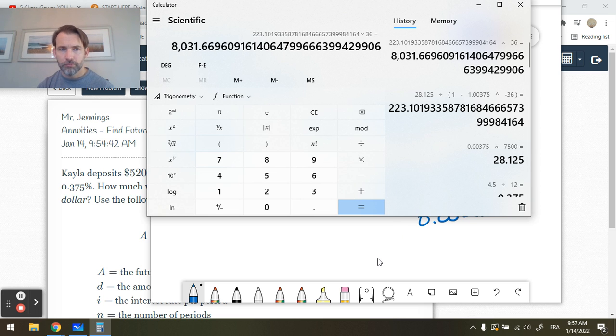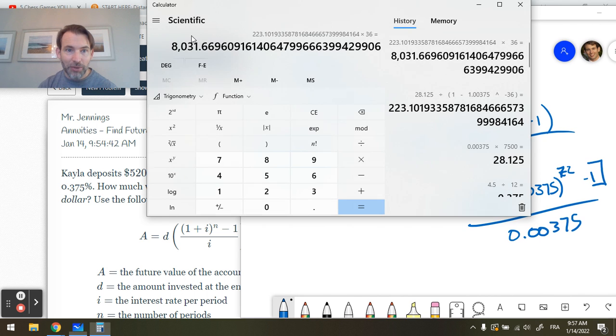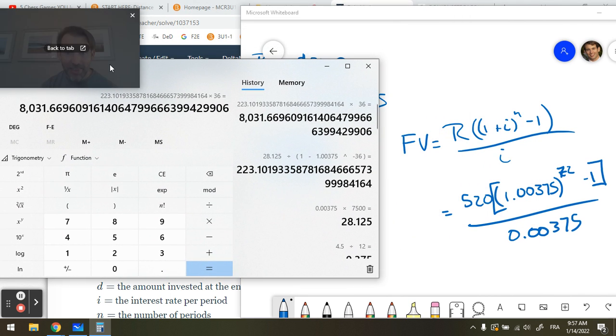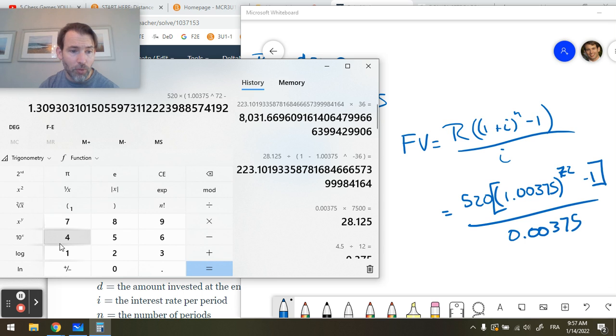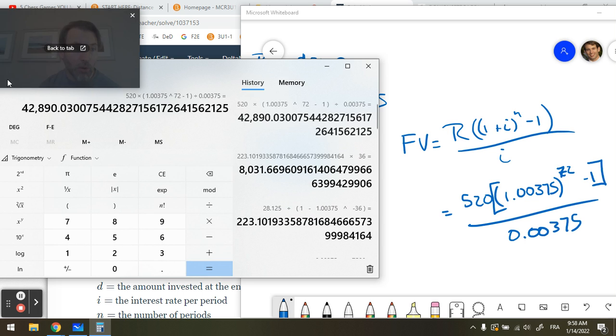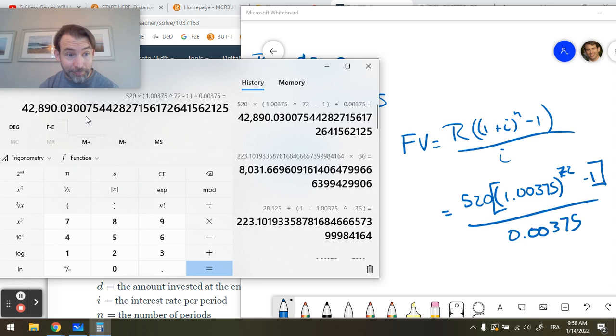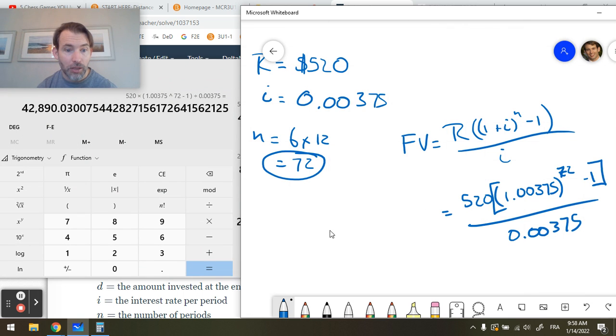And then we calculate. Move this, and then we move this, and then we can see everything, and we calculate 520 times first bracket 1.00375. I didn't like this calculator before, but I'm getting used to it, and I sort of don't mind it now. To the 72 minus 1 end bracket, divide by 0.00375. And that equals a real amount of money. So in 6 years, Kayla was going to have about $43,000. That's really cool.